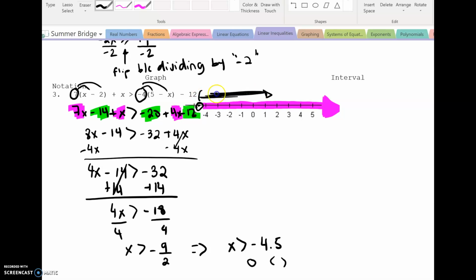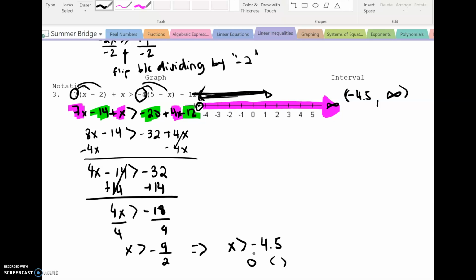Notice that, sorry, my line is really bad, but you get the point. Notice we're going in the positive infinity direction. My smallest number is negative 4.5, and we're going towards positive infinity, and I'm going to use parentheses. I already did parentheses at negative 4.5 because we had already talked about the fact there was an open circle, and we were going to use parentheses because it was not an equal to. Okay, so that would be my interval notation.